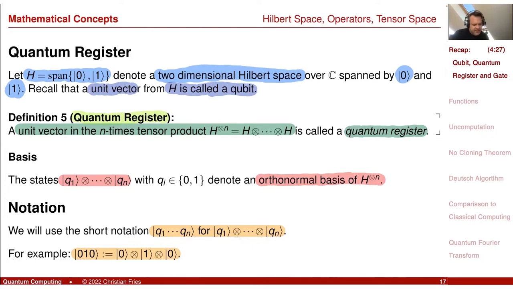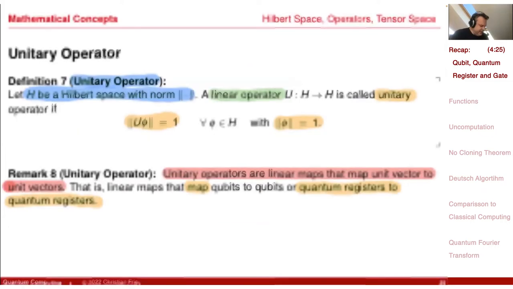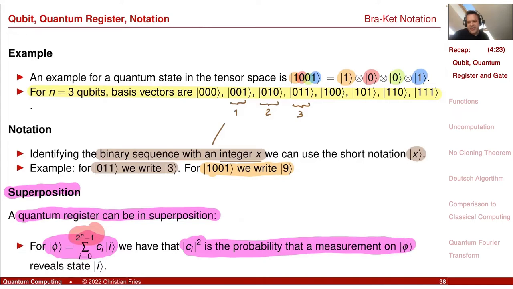And then there was the additional notation that we shorten even more. So instead of that, we could just write |5>. And we had the superposition of such a quantum register, which can then be written as the sum of the coefficient c_i times |i>. |i> is the basis state, and we have 2 to the power of n basis states.